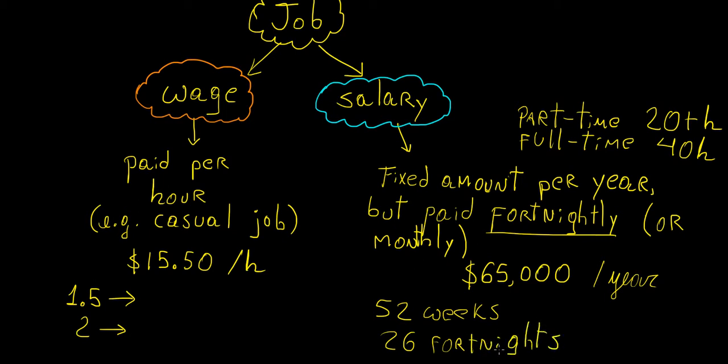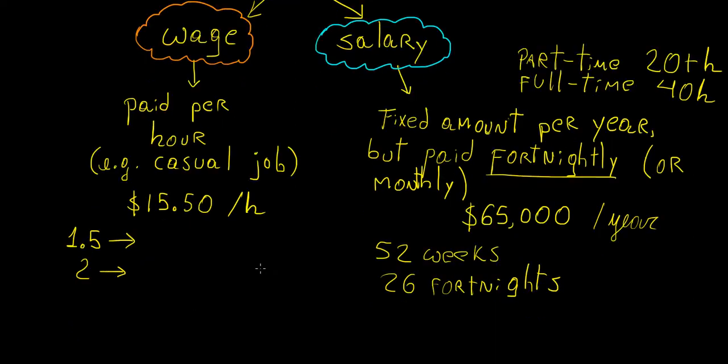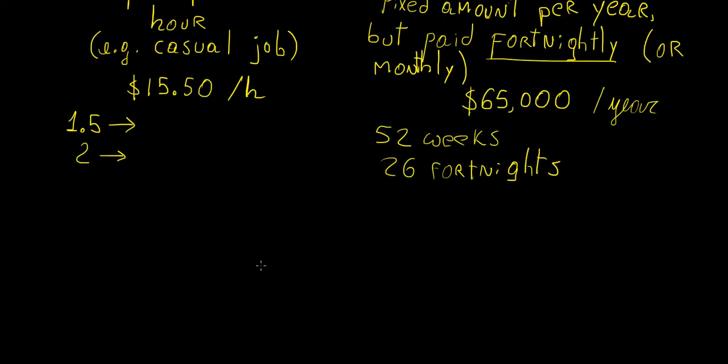So there are 26 fortnights in a year, and then that means that you would be paid 65,000 over 26 on each of those fortnights. So let's just do some calculations with this, just to get you more comfortable with that. So let's start with the salary.